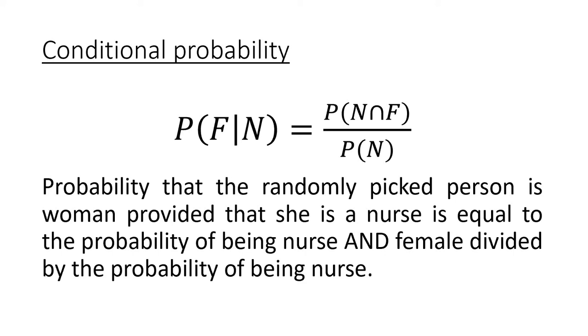However, you shall keep in mind that conditional probability that randomly picked person is a nurse, provided that this person is female, is not the same as conditional probability that randomly picked person is a female, provided that this person is a nurse. Formula will be different.